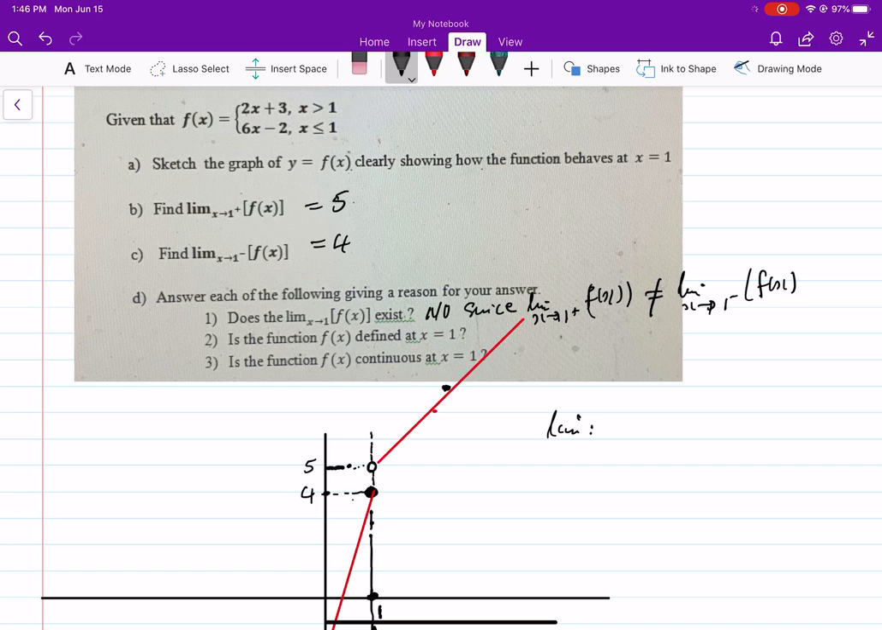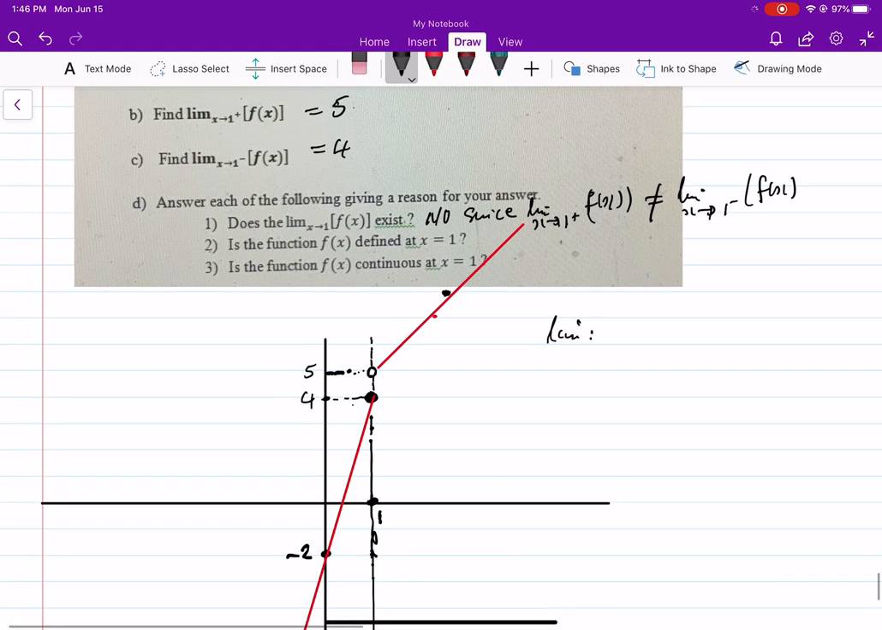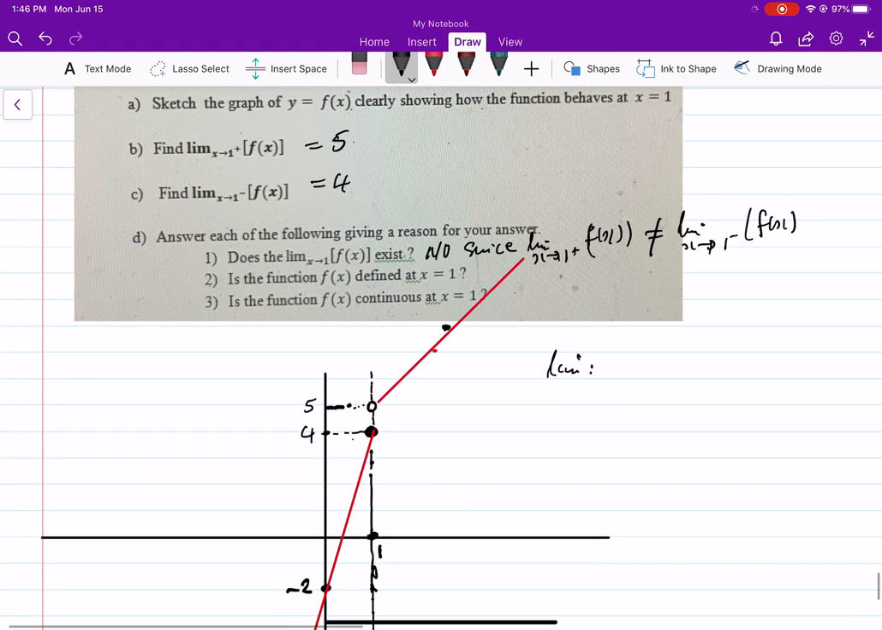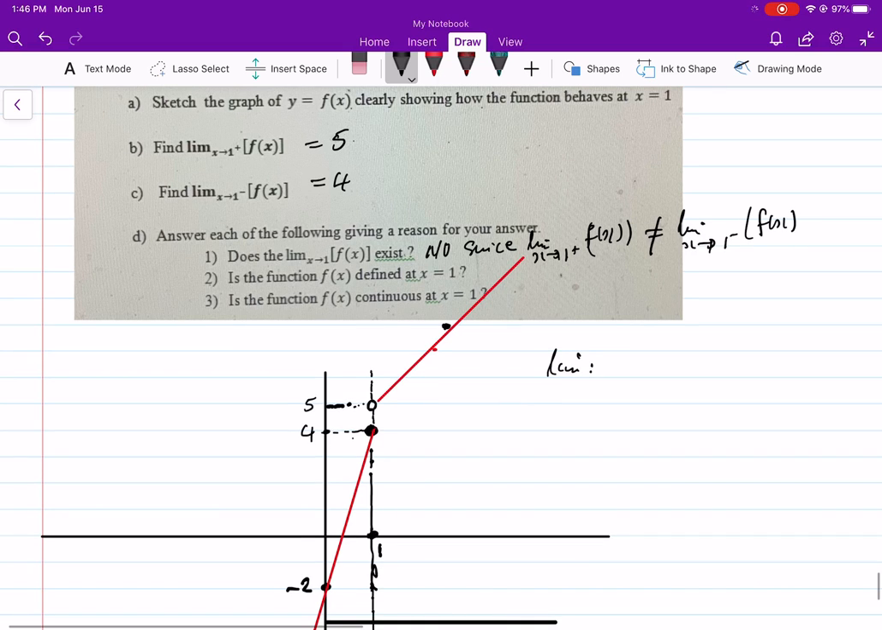The second part, is the function defined at x is equal to 1? Yes, the function is defined at x is equal to 1. When x is equal to 1, the function has a value of 4. Not 5, because the function never gets to 5. So the function is defined. This one there, that's a yes. The function is defined at x is equal to 1, and the value is f of 1 is equal to 4.